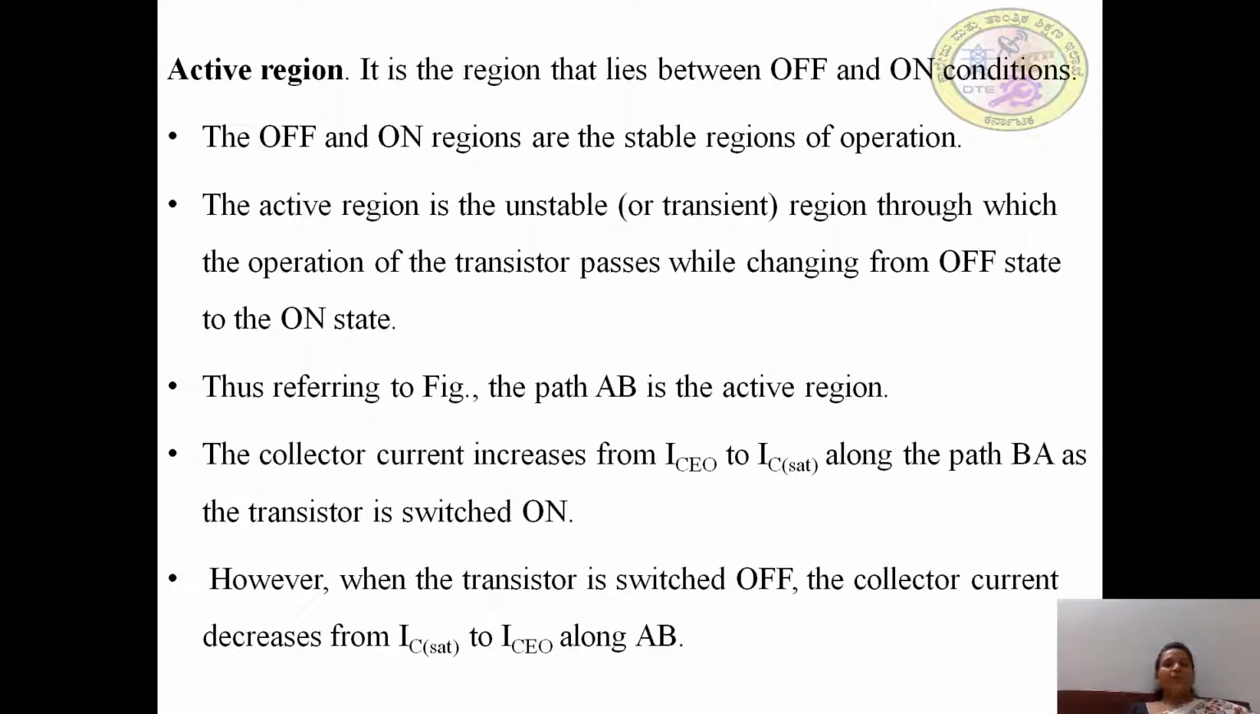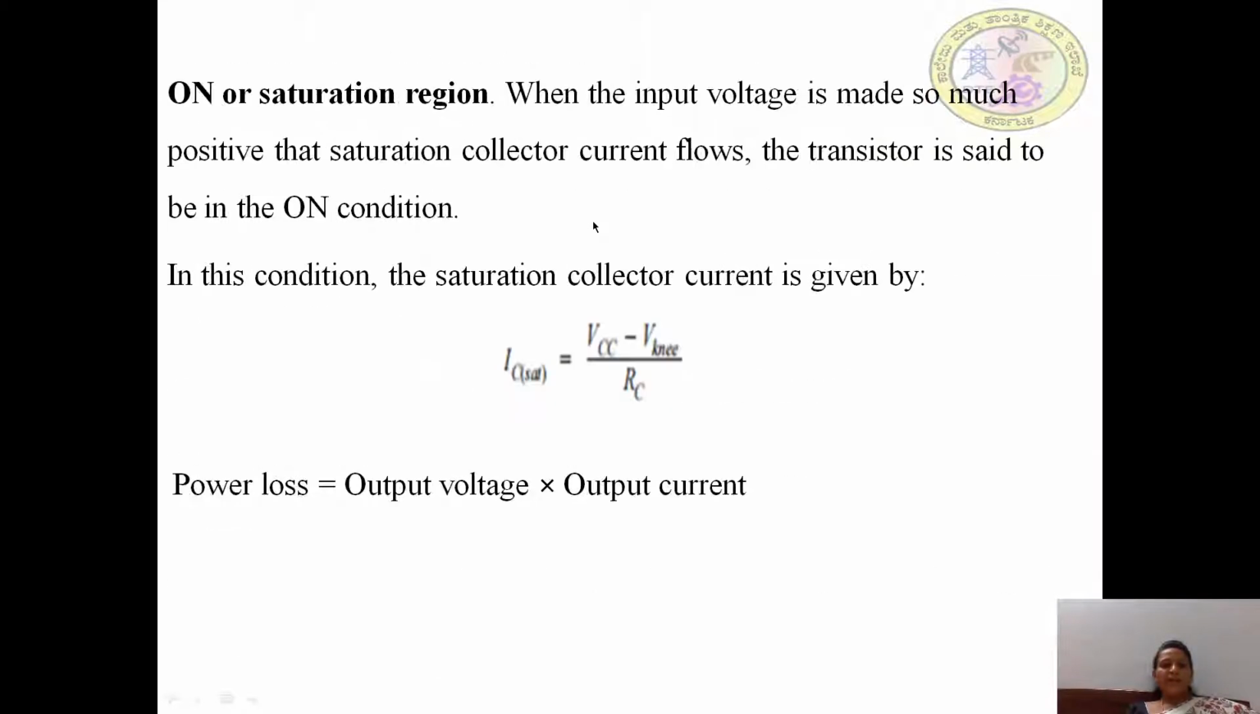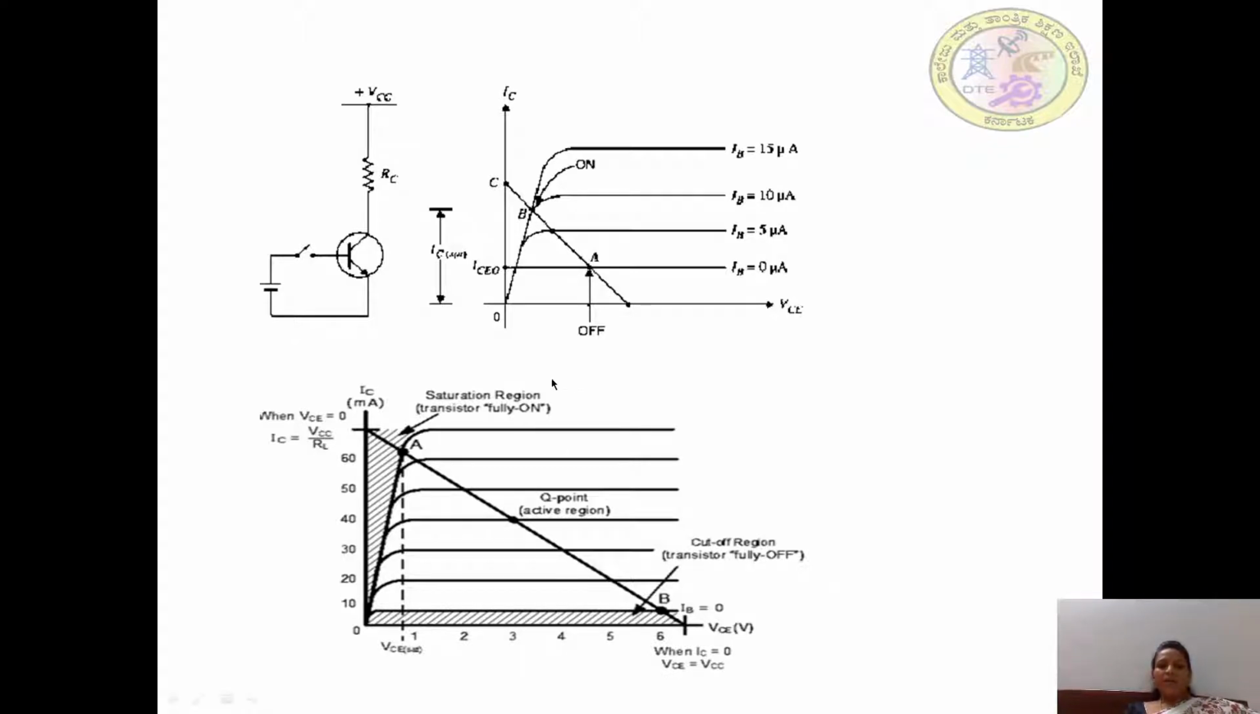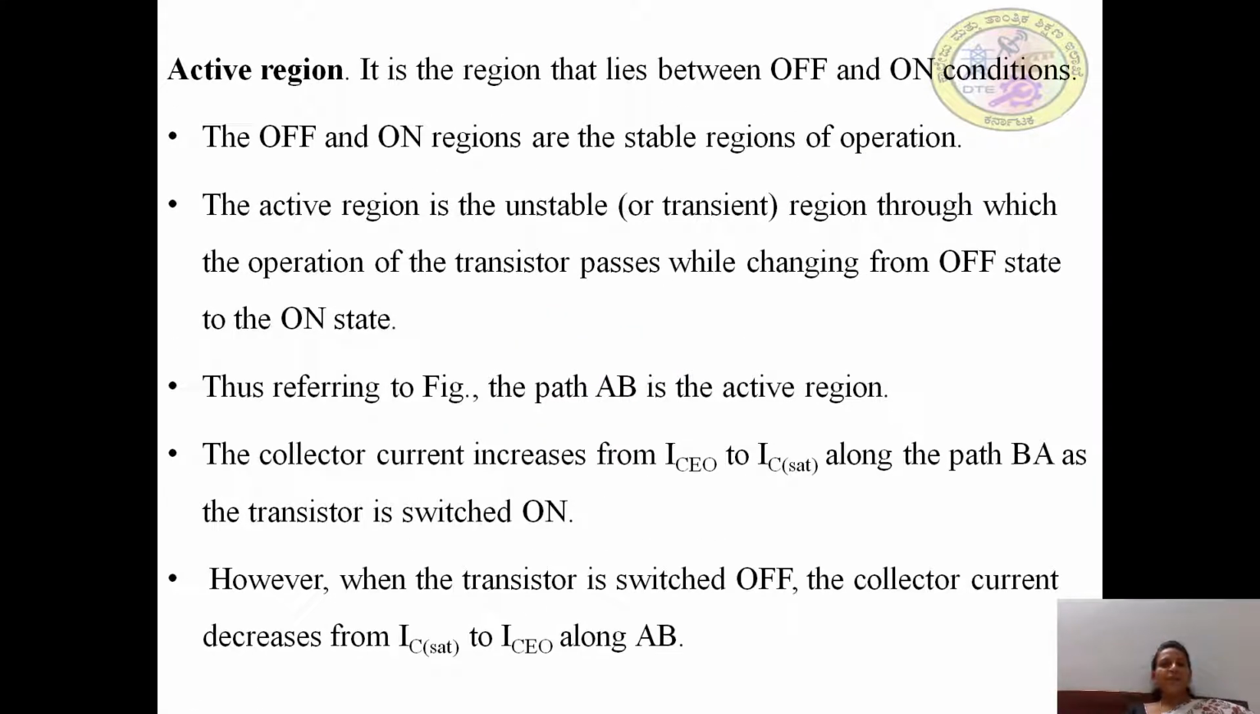So let's look into the active region operation. The active region is the region that lies between the off and on conditions. Once again, let us look into the output characteristic. Point B shows the cutoff point and point A shows the saturation point. So the area between points A and B is the active region.